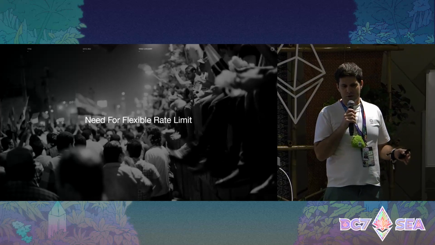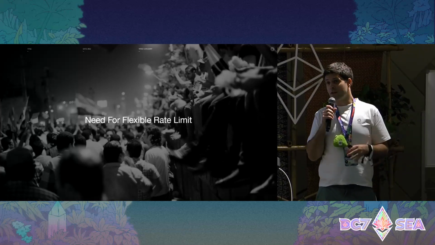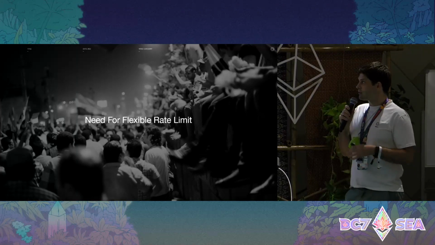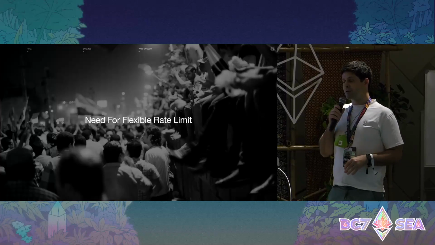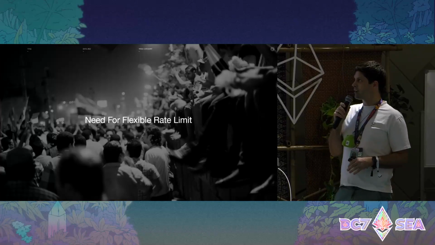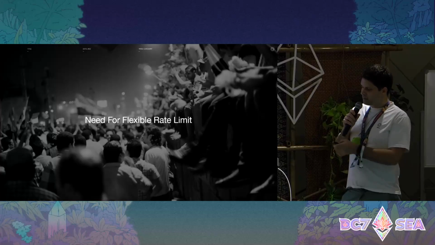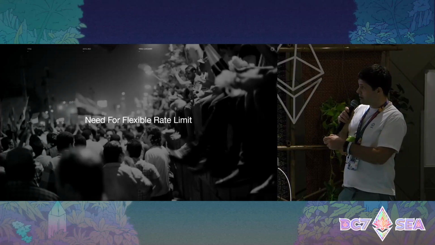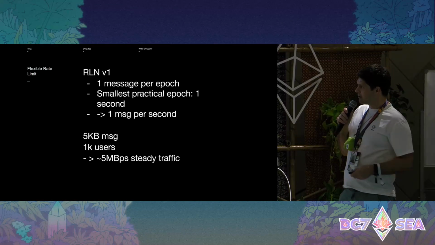Alvaro already touched upon the fact that now we have our Merkle tree on chain, which means that you can just do a smart contract call to get your Merkle proof and generate your proofs. Another change that we have is around the rate limit.